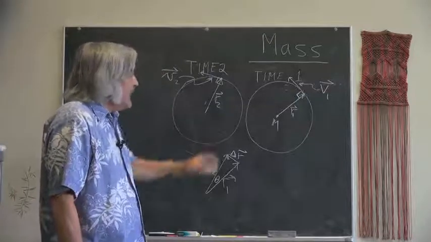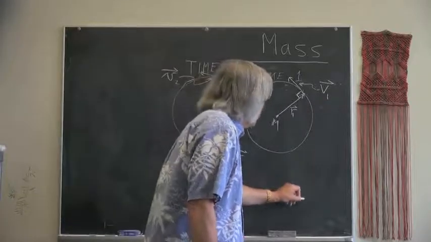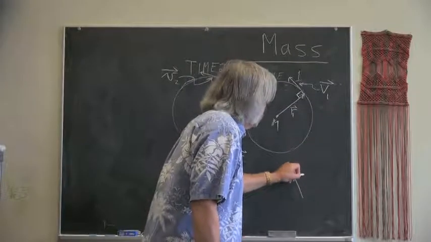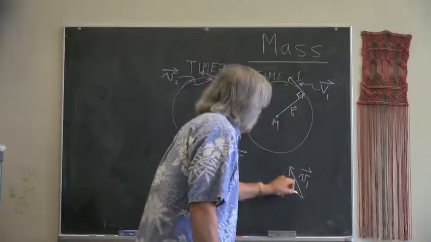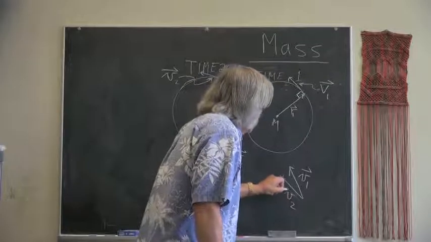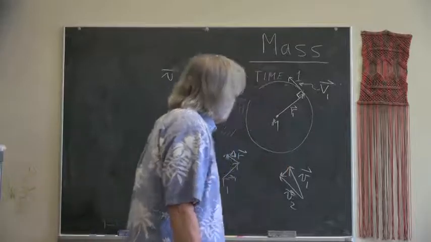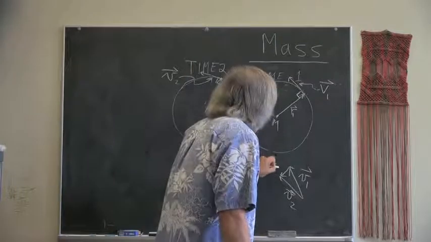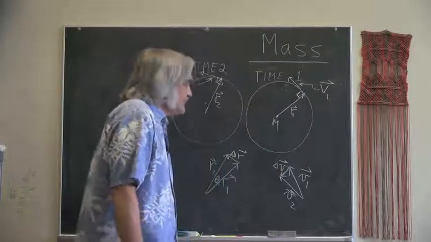But now let's look carefully at V1 and V2. If we draw V1 over here, and we draw V2 over here, we're going to have, in exactly the same fashion as we had a delta R in this situation, a delta V right over here.